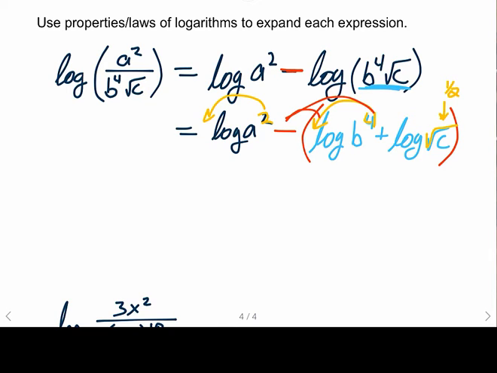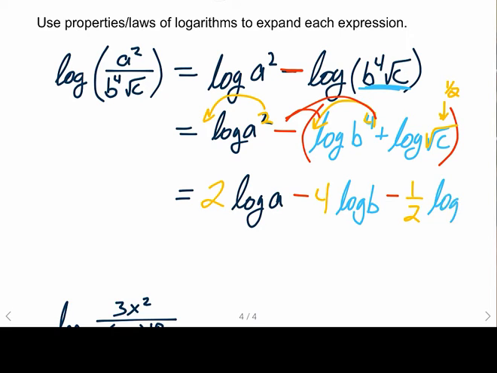Furthermore, we need to distribute a negative. I think I've gotten that a little messy, but hopefully we'll see what's going on here. 2 times the log of a minus 4 times the log of b minus, because we distributed that negative, 1/2 times the log of c. And so you see the portion that was in the denominator to begin with, b to the fourth times the square root of c, each of those terms has a minus in front of it, indicating that that was associated with the denominator. And all the exponents are out front. We've expanded this as much as we can, and this is the answer.